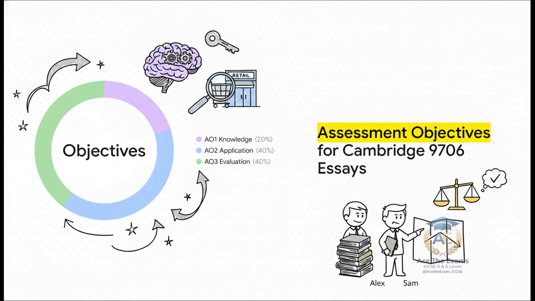Alex and Sam quickly realized that a purely factual approach is a one-way ticket to a mediocre grade. To unlock those A-star bands, you must abandon the generic lists and rigorously apply your facts to the context provided.